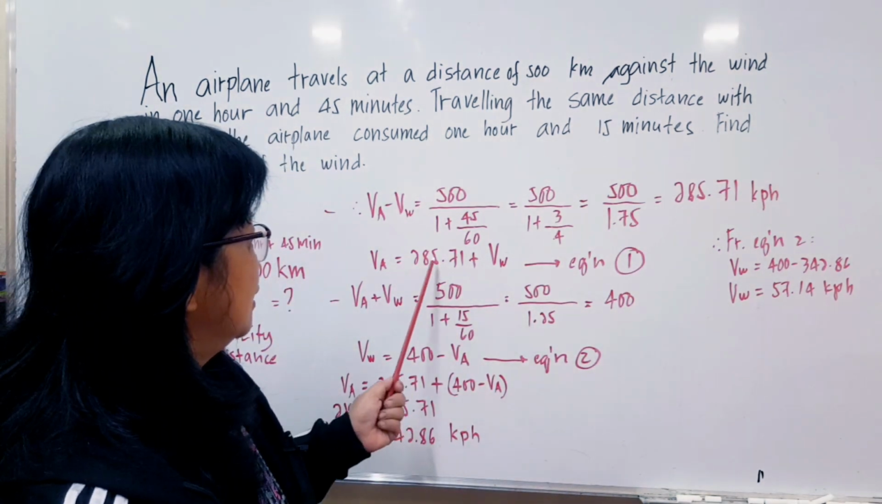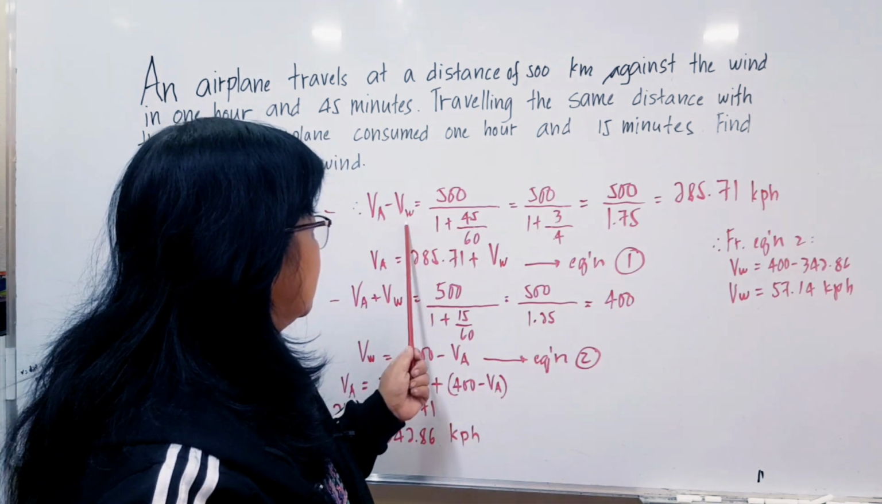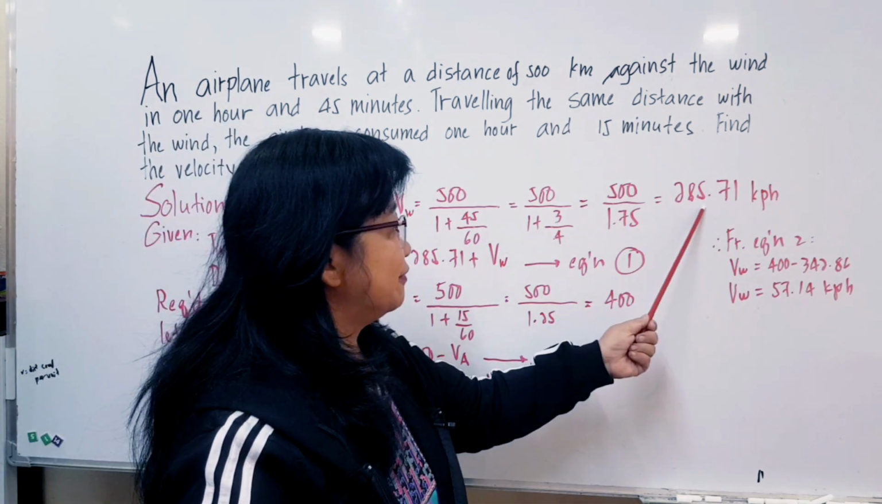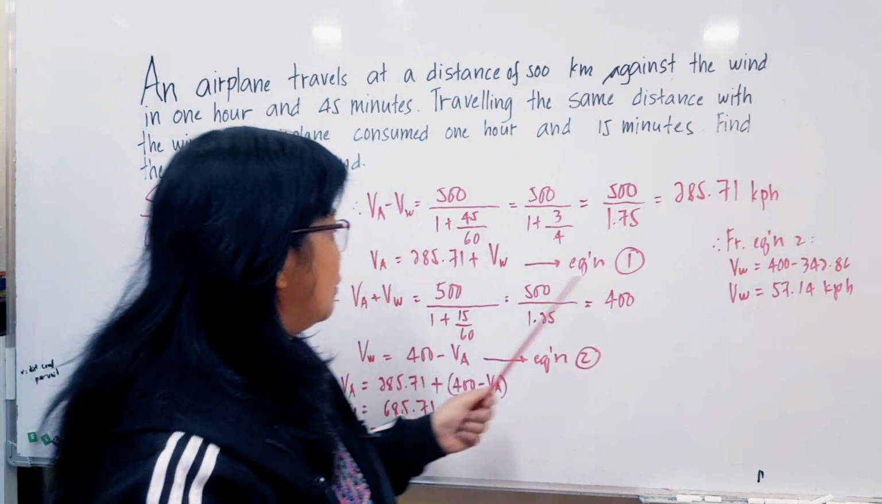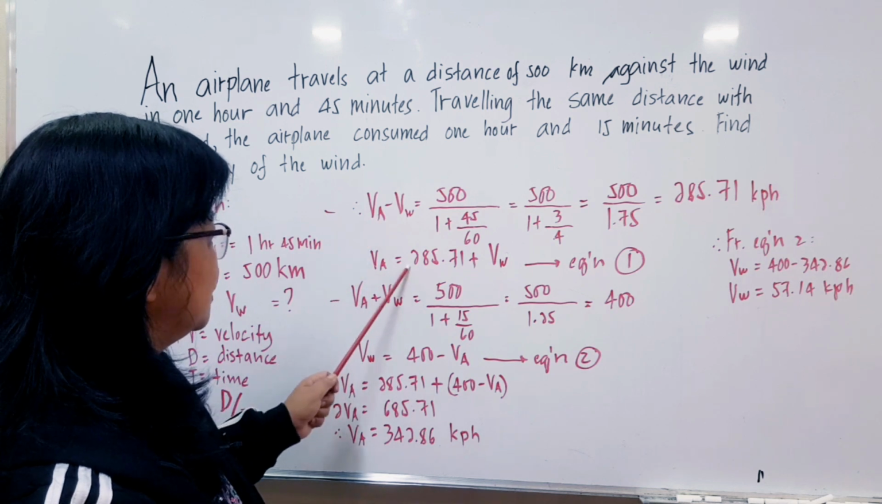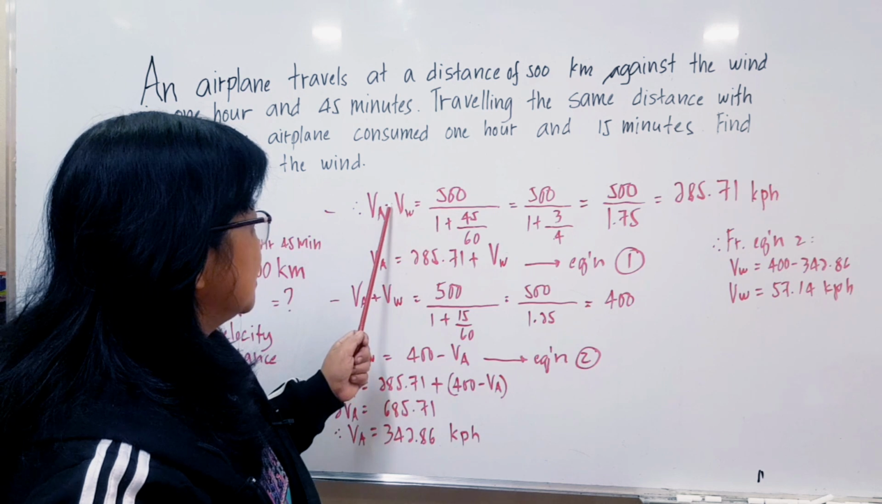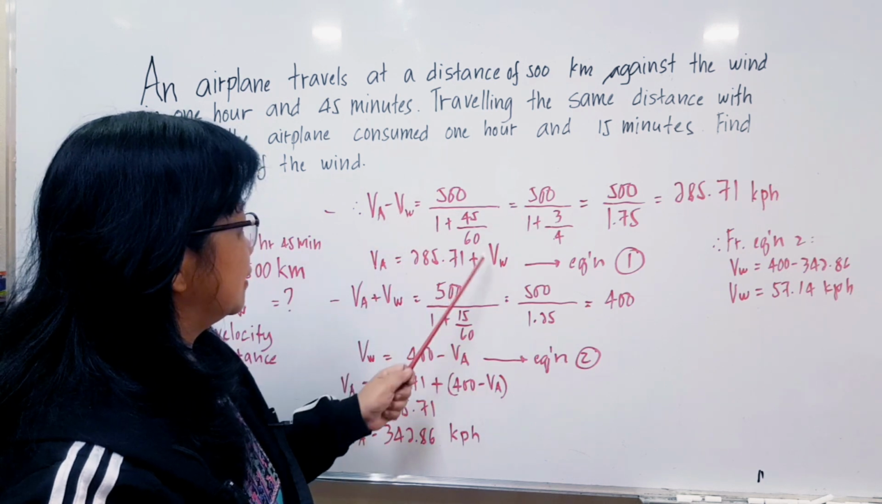So, here, VA minus velocity of airplane minus the velocity of wind is equal to 285.71 km per hour. Now, to simplify this one, we can find VA is equal to 285.71 plus, kasi ito, transfer mo sa kabila, maging plus na.